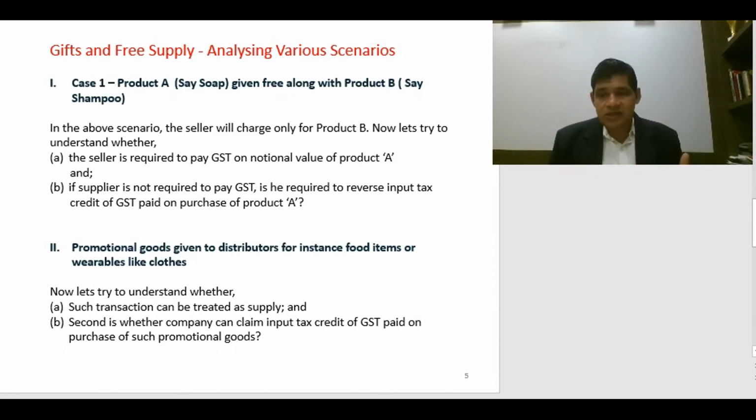So our suggestion is that the manufacturers can bundle up these goods with some contractual obligation, with some sales target or something, wherein there is a milestone, and based on that these free goods are given. If that is the case, then it will come under the contractual obligation definition, and then the manufacturers will be able to take input credit of these goods.